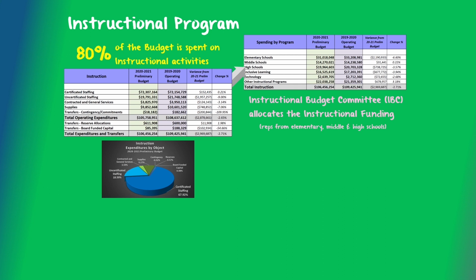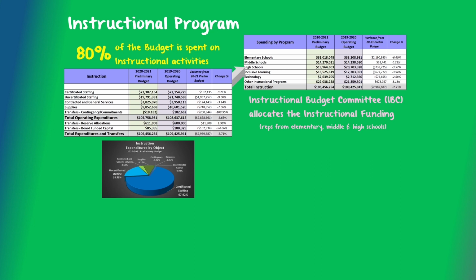The instructional program utilizes an instructional budget committee to allocate funding within the instructional programs, and this committee includes representatives from elementary, middle, and high school. Overall, this committee was able to balance growth with an equitable allocation between programs.